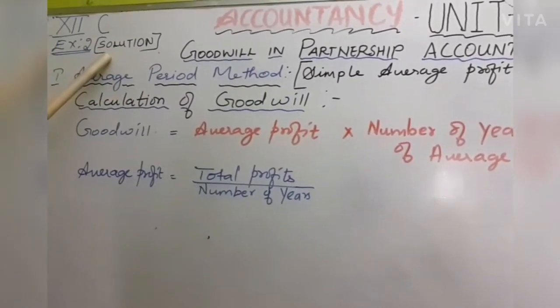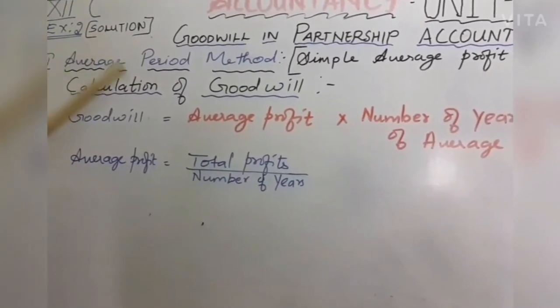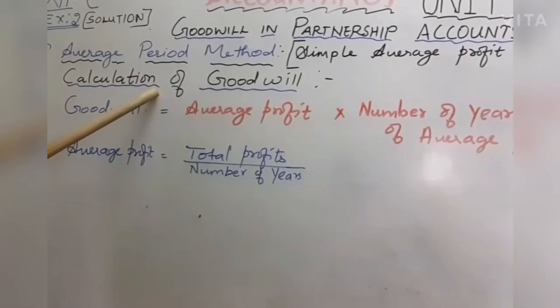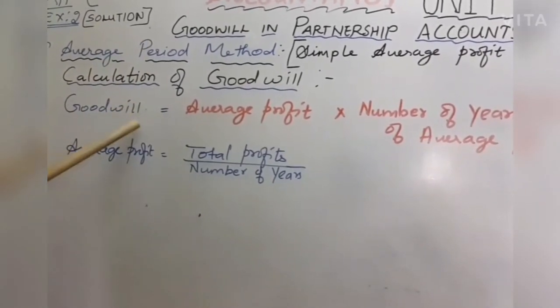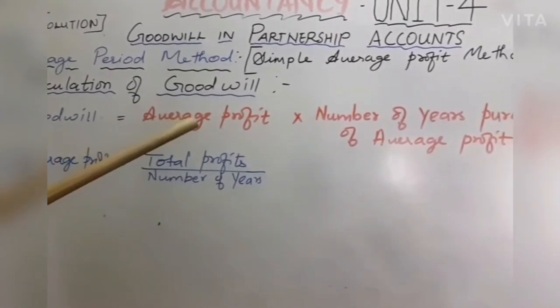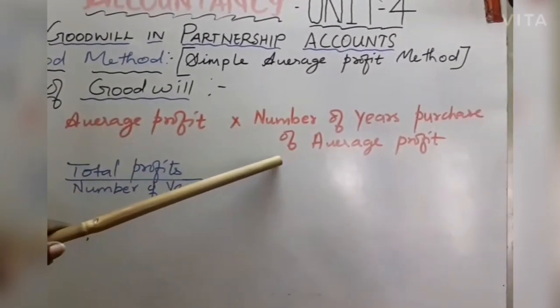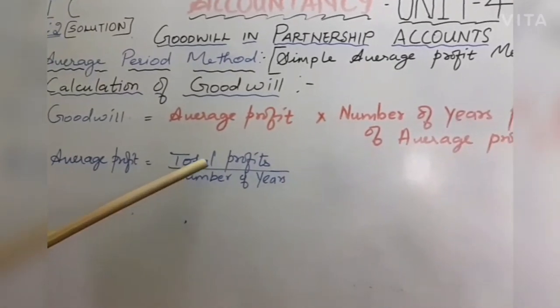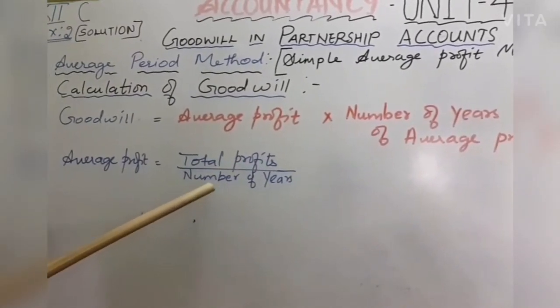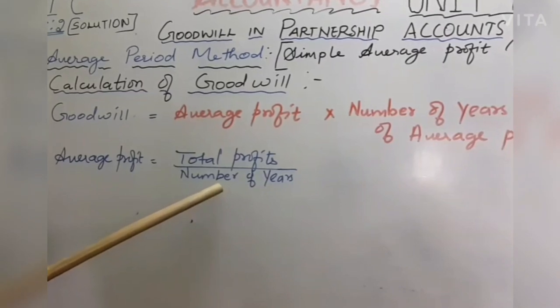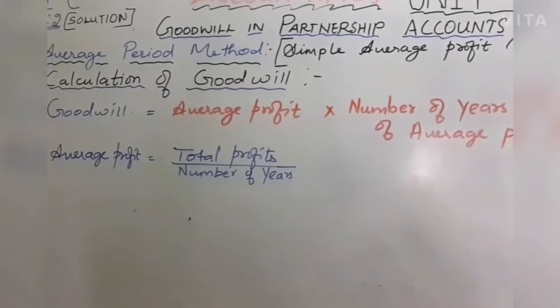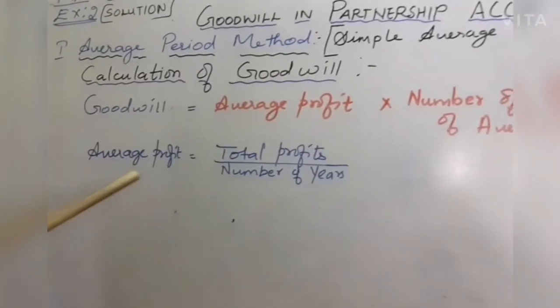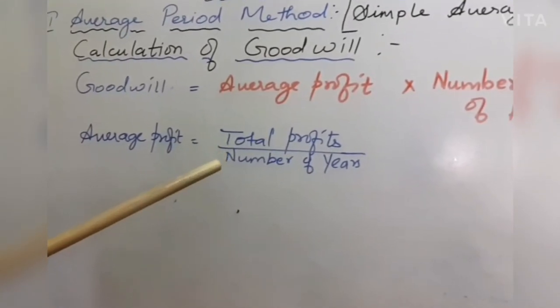Students, now here is question number 2 solution. So calculation of goodwill, you want to write the heading, you want to write the formula. Goodwill is equal to average profit into number of years purchase of average profit. So average profit is equal to total profit divided by number of years. You got me, students?